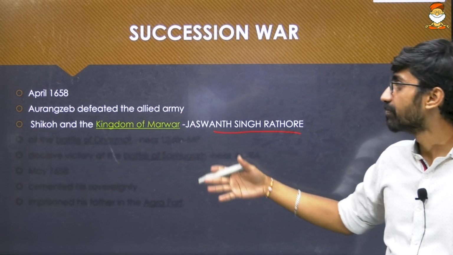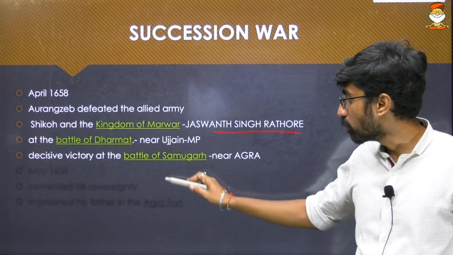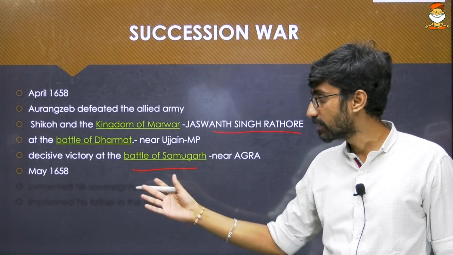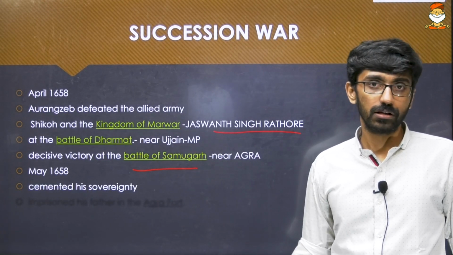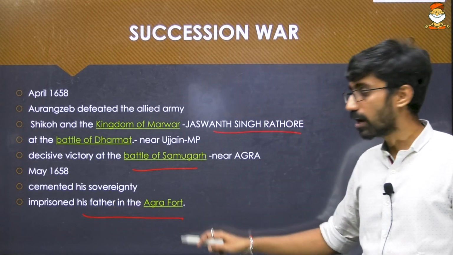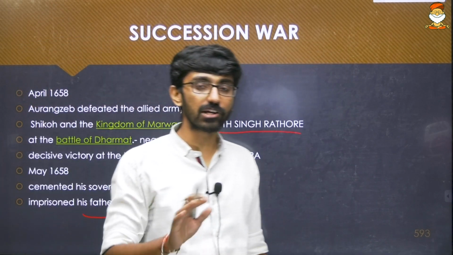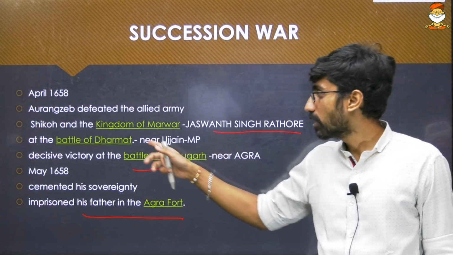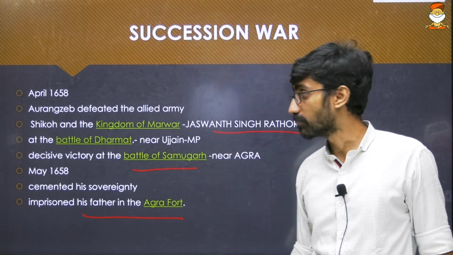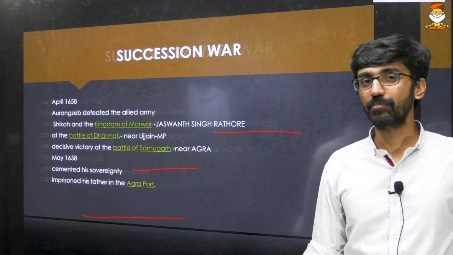So Aurangzeb defeated them in the battle of Dharmat near Ujjain, that's in Madhya Pradesh, and again the battle of Samugarh near Agra. Here also he achieved a decisive victory in 1658. He completely defeated Dara Shikoh and cemented his sovereignty. Now he became the king, and he imprisoned Shah Jahan in Agra Fort also, because Shah Jahan favored making Dara Shikoh the king, and Dara Shikoh got defeated in two battles, the battle of Samugarh and the battle of Dharmat, please forgive my pronunciation. That is near Ujjain in Madhya Pradesh. So this is the succession war. Sometimes they can ask about the battles.